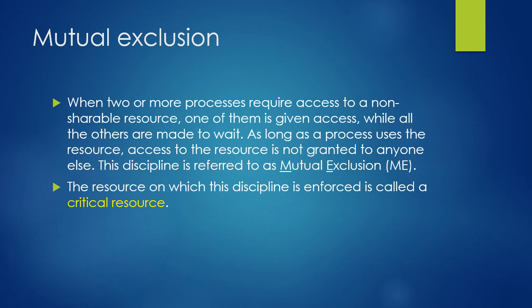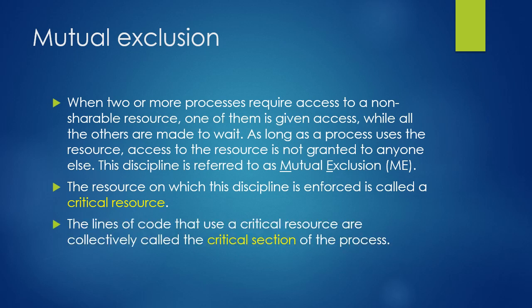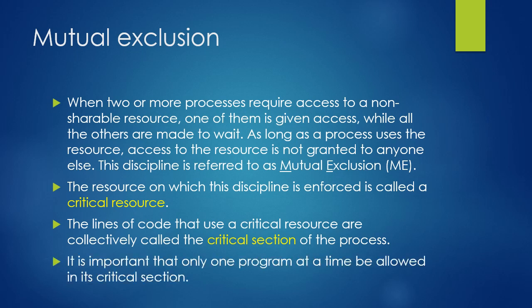The resource on which this discipline is enforced is called a critical resource. The lines of code that use a critical resource are collectively called the critical section of the process. It is important that only one program at a time be allowed in its critical section.